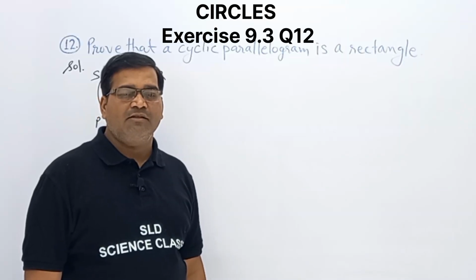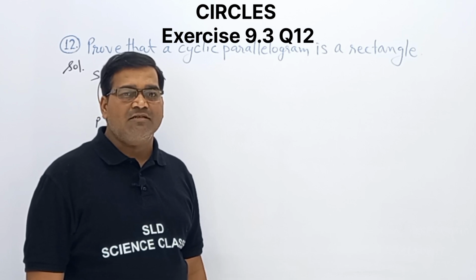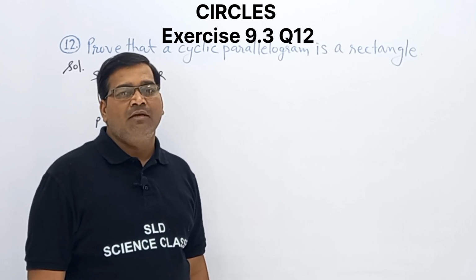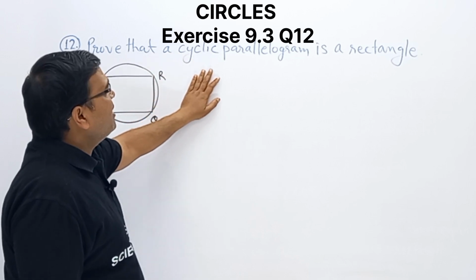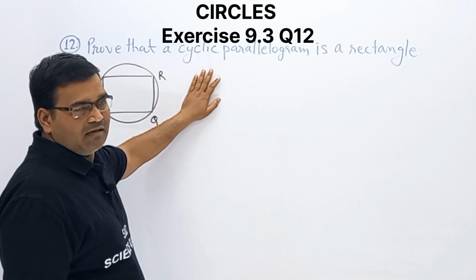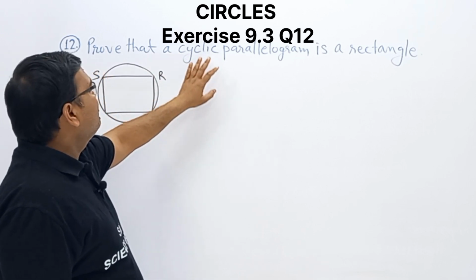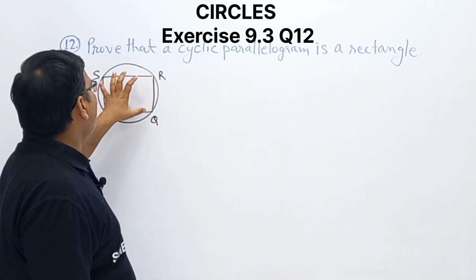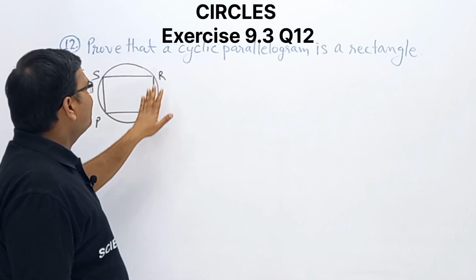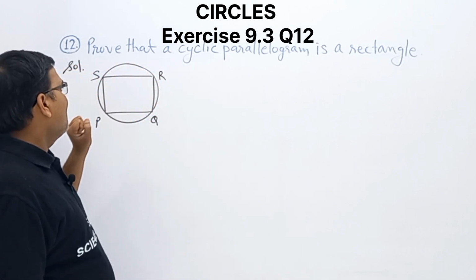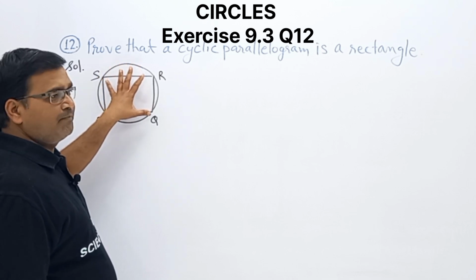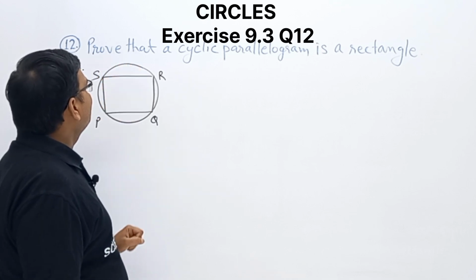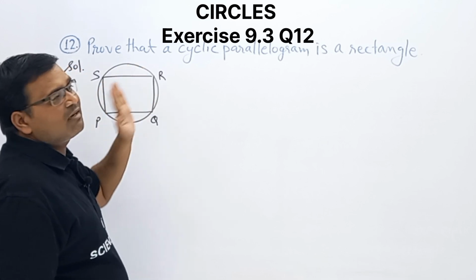In this class, we are going to discuss question number 12, exercise 9.3, circles. Observe this question. Prove that a cyclic parallelogram is a rectangle. We are having one cyclic parallelogram, a parallelogram in a circle. We want to prove this cyclic parallelogram is a rectangle.